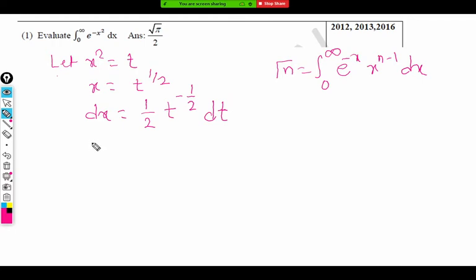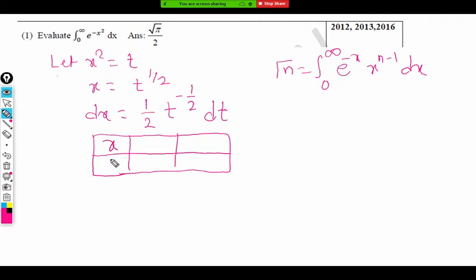What about the limits? Does the limit remain the same or change? Same. Yes, the limit will remain the same. You can cross check also. It's always better to cross check the limit. The old variable is x, the new is t. The limit of x is 0 to infinity. When x is 0, t is 0. When x is infinity, t is infinity. So the given integral, which we denote by I, has the limit remaining the same, 0 to infinity.